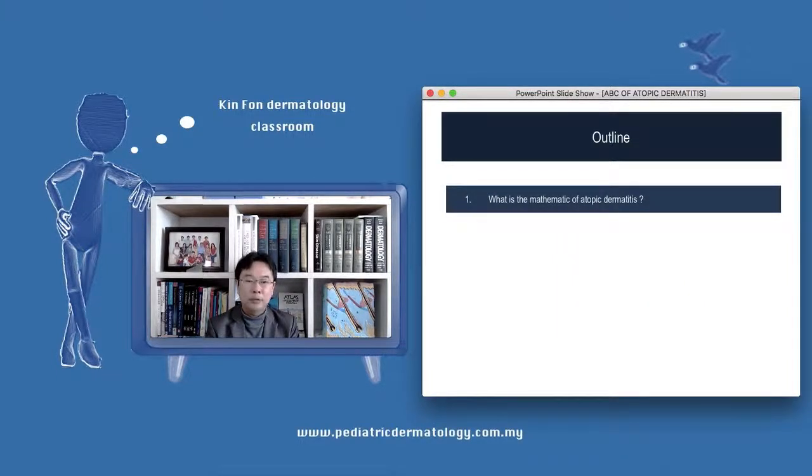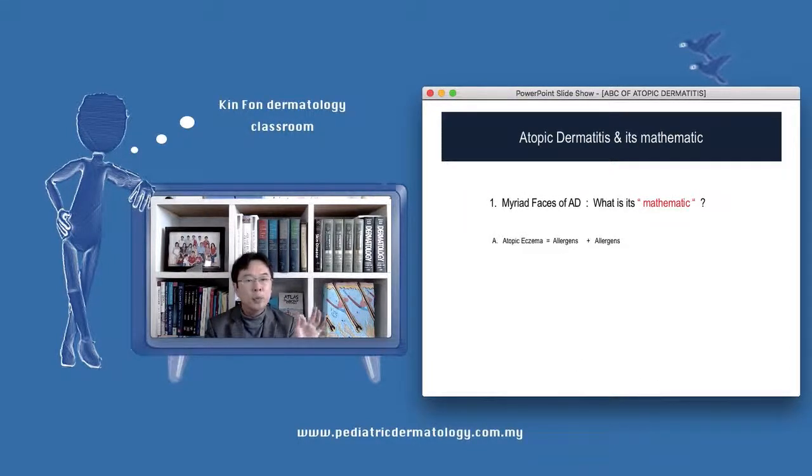A lot of parents have a very simple concept about atopic dermatitis. They think that atopic dermatitis or AD is equal to allergic dermatitis. Means that atopic eczema or dermatitis is due to interaction between allergen with allergens. The allergen here, often they will blame the food allergens. Of course, there are other allergens including contact allergen, to nickels, to preservative, as well as aeroallergen, which can be further subdivided into indoor and outdoor aeroallergen.